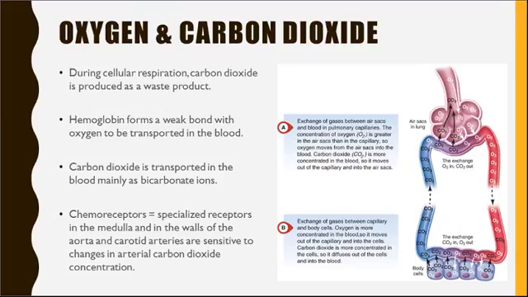Let's look a little more closely at oxygen and carbon dioxide. During cellular respiration, carbon dioxide is produced as a waste product, and our body has to get rid of that. Hemoglobin forms a weak bond with oxygen that is transported in the blood. Carbon dioxide is transported in the blood mainly as bicarbonate ions, important to know. Chemoreceptors, this is a term to know. These are specialized receptors in the medulla and in the walls of the aorta and carotid arteries that are sensitive to changes in the arterial carbon dioxide concentration. Those are known as chemoreceptors.